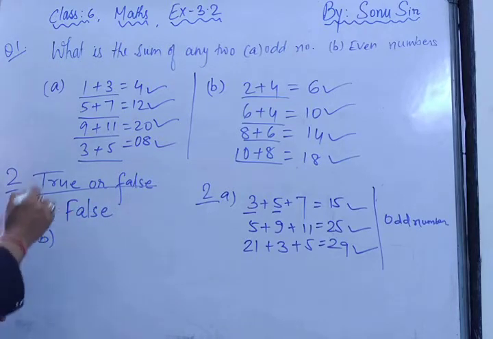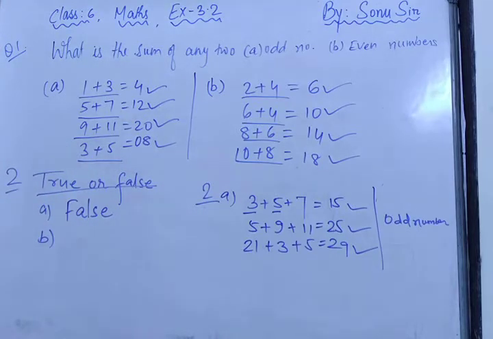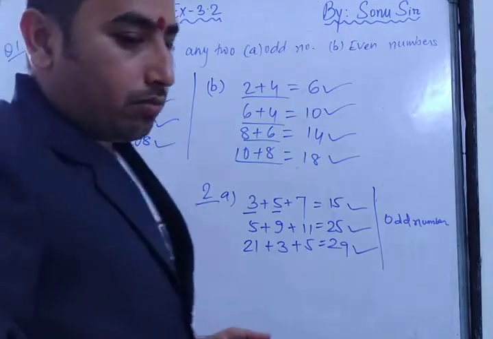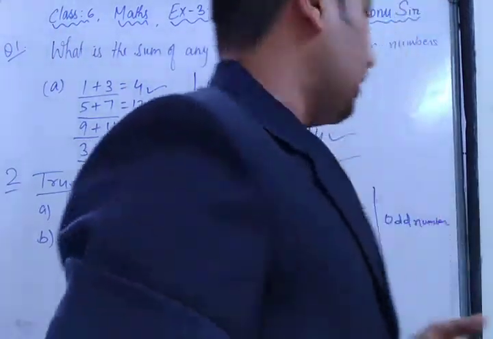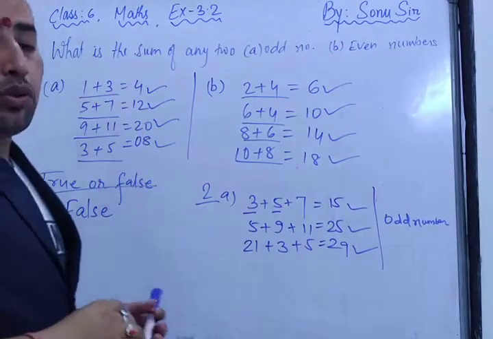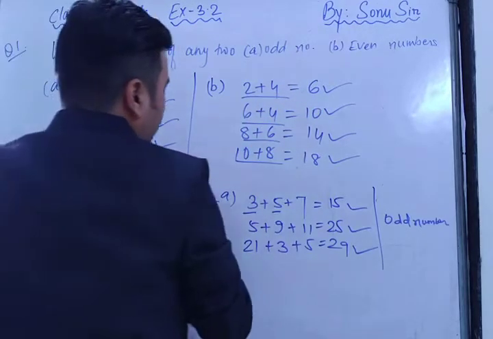Now we are moving towards question B. The sum of 2 odd numbers and 1 even number is even. Right? Just suppose the sum of 2 odd numbers is even only, right? And we have to add one more even number. So what will happen? Even number plus even number is equal to an even number, right?